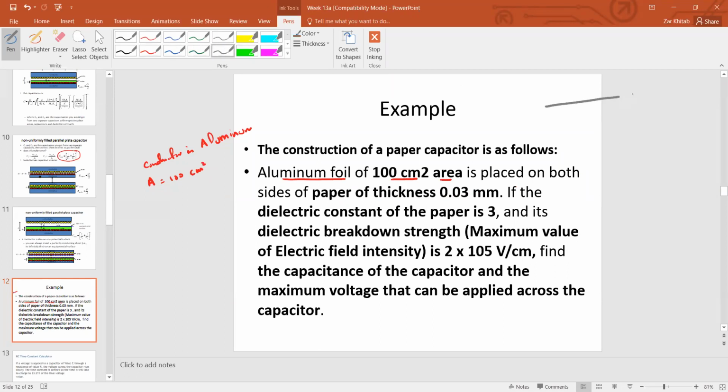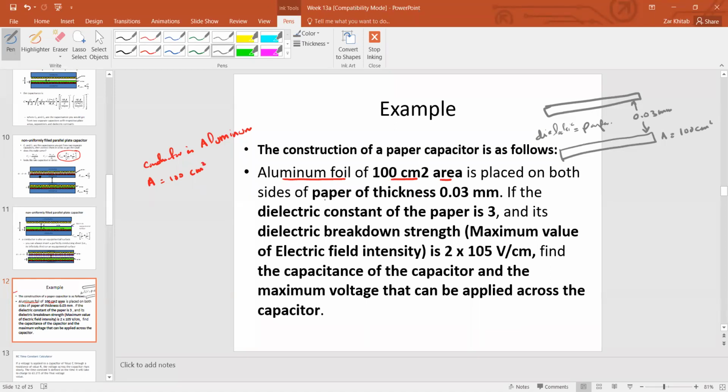So we have this aluminum conductor, and we have another aluminum conductor. The area of this is 100 centimeter square. The two conductors are separated by paper whose thickness is 0.03 millimeter. So we have paper here as the dielectric.